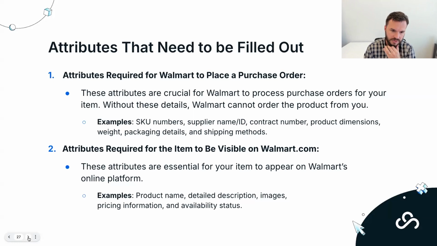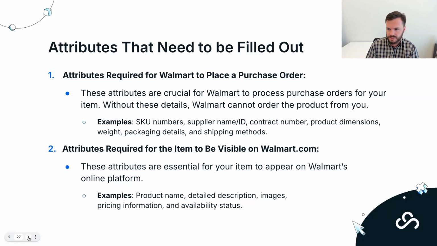So the examples, obviously your product name, but the detailed description, the images, the pricing information, and availability status, these are a different sort of thing. The detailed description will help for search engine optimization. It will help for marketing. It's done by marketing most of the time. So all of that is about creating visibility.